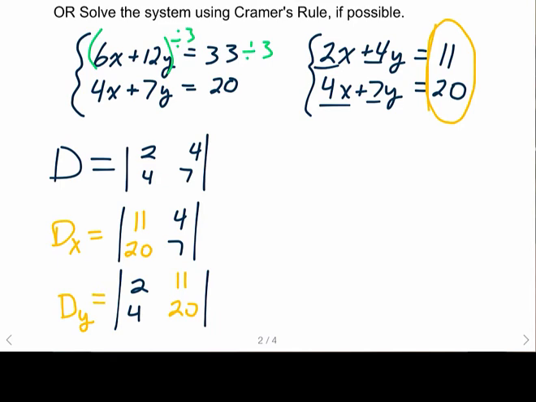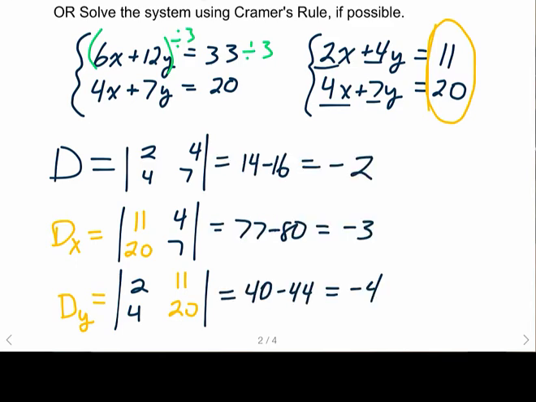Let's go ahead and compute these determinants. So pause the video and crank them all out. And I get that d evaluates to -2, dx to -3, and dy to -4. And now here's the deal. X is going to equal dx over d. Y is going to equal dy over d.